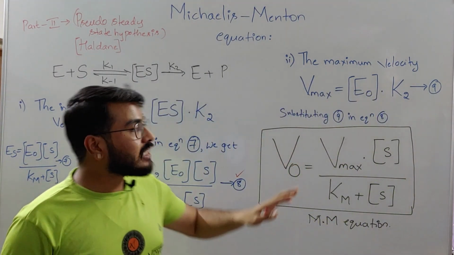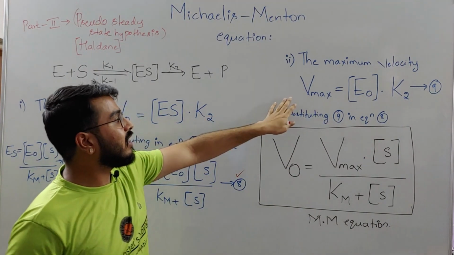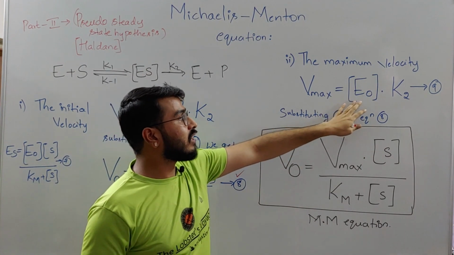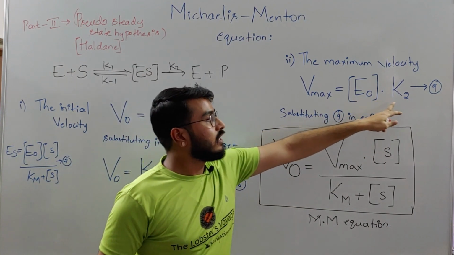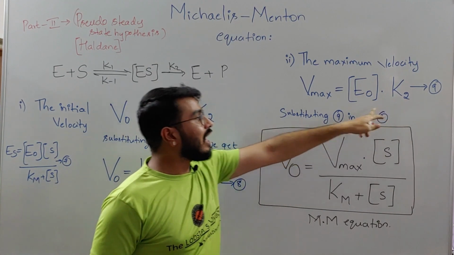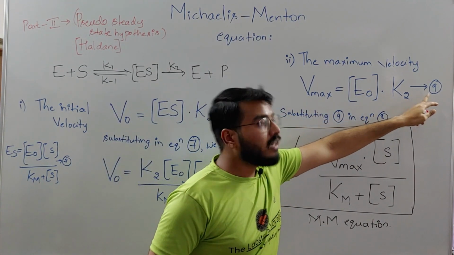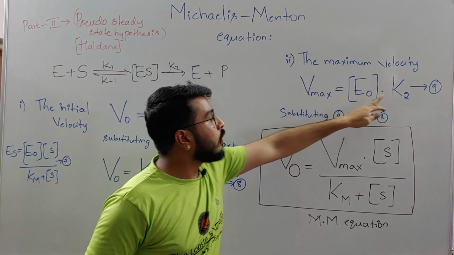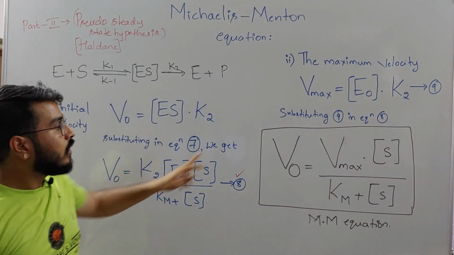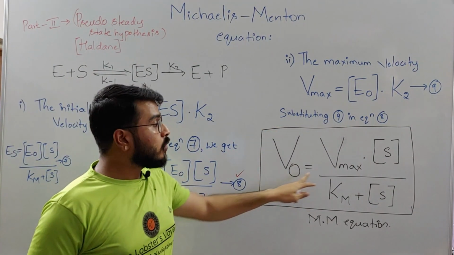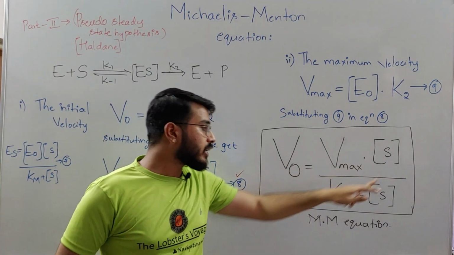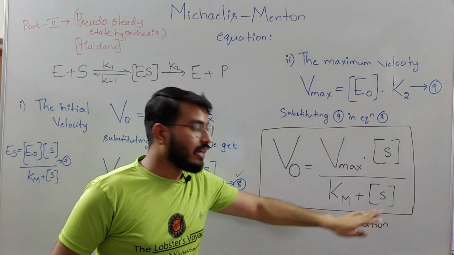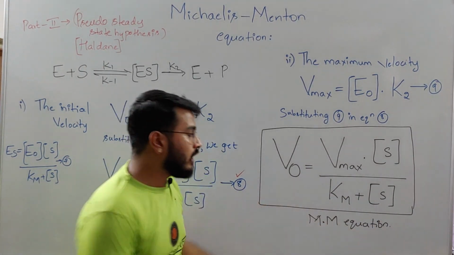Similarly, while calculating the maximum velocity of the same chemical reaction, we take the availability of the total free enzymes in the chemical reaction. Therefore, E0 is taken into consideration, and the same rate constant K2. That gives us equation number 9. Now substituting the value of E0 into K2 from Vmax in equation number 8, we get V0 is equal to Vmax into substrate concentration divided by the Michaelis-Menten constant Km plus substrate concentration, and this is called the Michaelis-Menten equation.